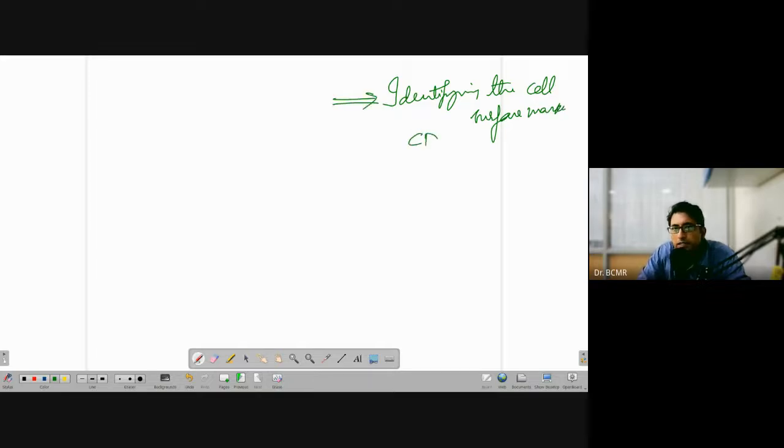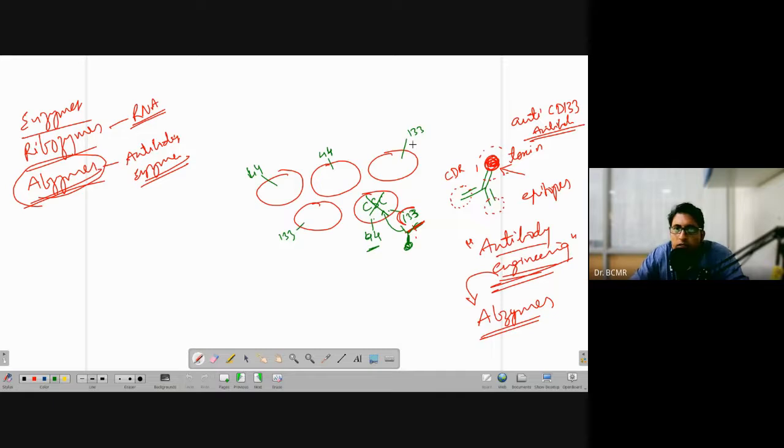If we say CD133 is there, CD44 is there, like in the previous slide, CD133 is also present on other cells. It's a normal gene product, and it has some functions in the normal cells. And if we are using anti-CD133 antibodies, then we are also likely to kill the normal cells as well. That will be side effects.